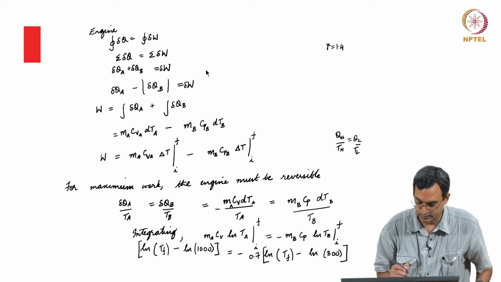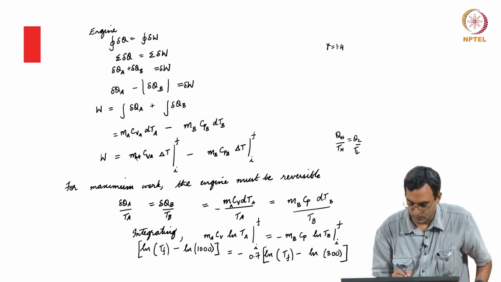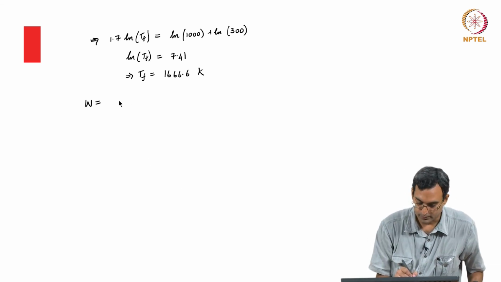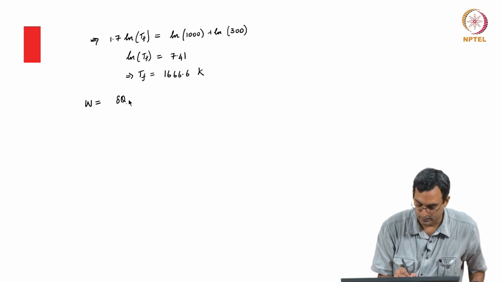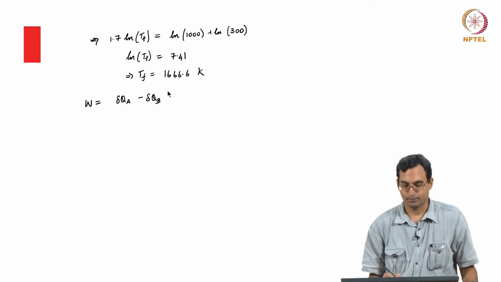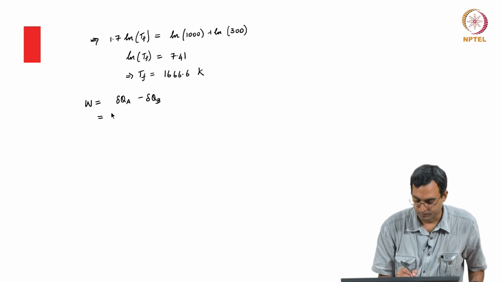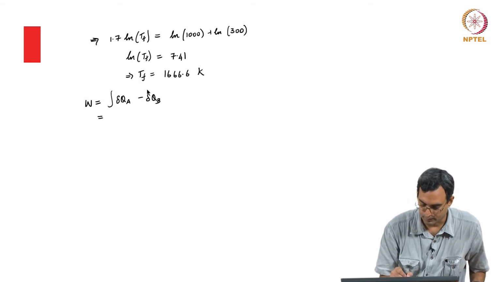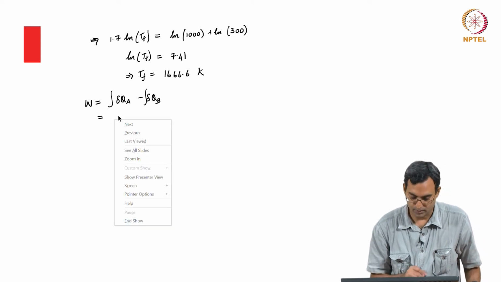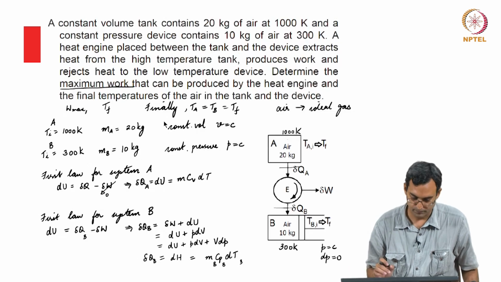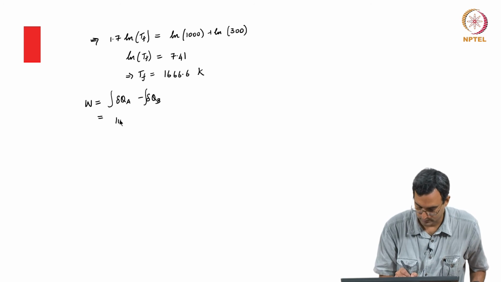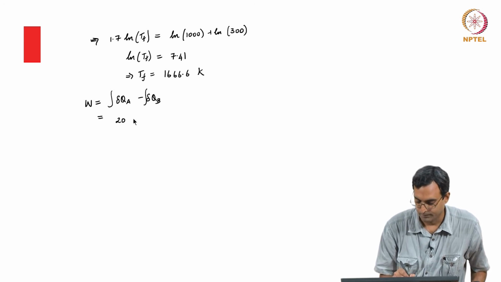I need to find out the work. So the work done is essentially del Q_A minus del Q_B, where each of them is positive. The integral of these. So essentially we have m_A, which was 20 kg, into Cv.